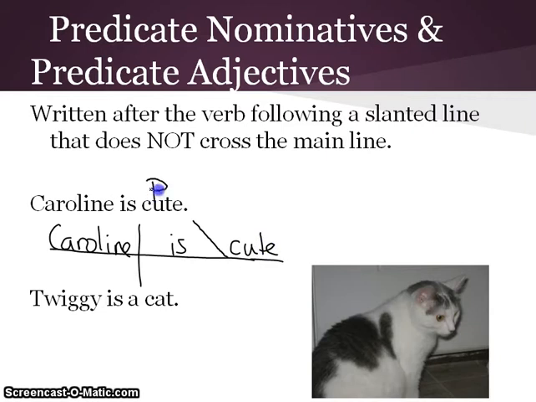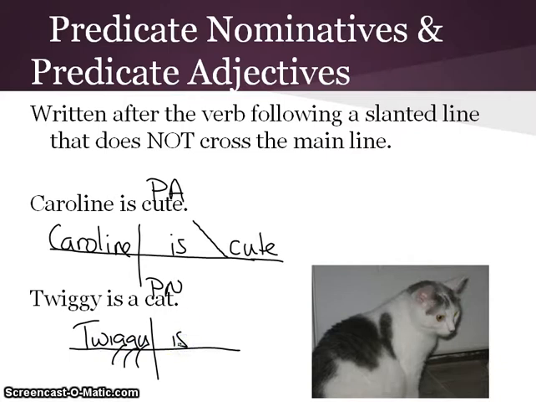Same thing, cute is an adjective, so it's a predicate adjective. Cat is a nominative, but it's still going to look the same way. You have a main line separating subject from predicate. Twiggy is. Cat is what she is, so it's after the slanted line with that predicate piece.